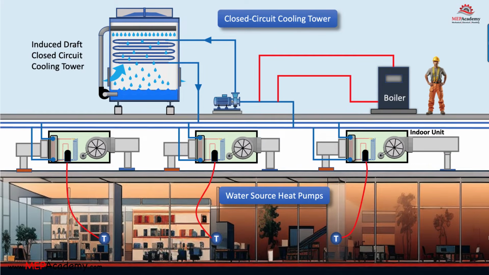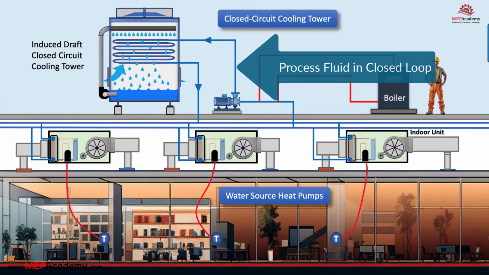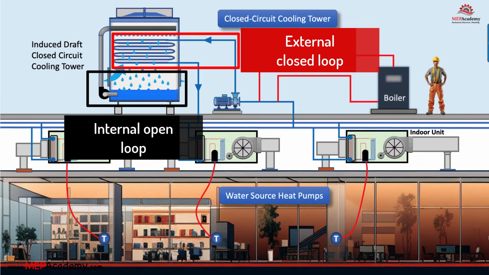Closed loop versus open loop operation. In a closed circuit cooling tower, the process fluid, which could be water or a water glycol mixture, is circulated within a closed loop piping system. There are two separate water sources, one external within a closed loop and the second one that circulates water from the tower basin over the heat exchanger. There is never any contact between the water in the enclosed loop and the water circulated within the tower.